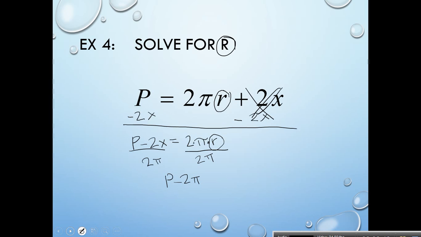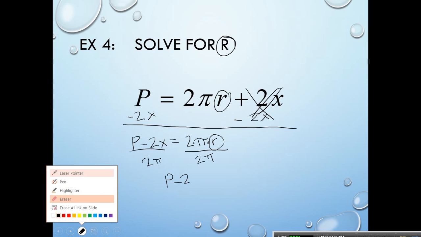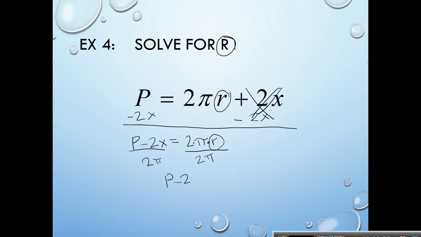Oops, I had a little mess up there. The 2 should have an x there, divided by 2 pi. My 2's are going to cancel. My pi's are going to cancel. And I am solved for r. So this is actually my answer. Now, this looks very, very frustrating, with a lot of stuff going on. But actually, that is as simple as this can be.